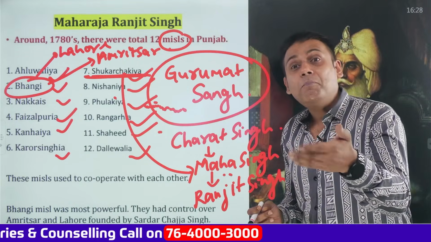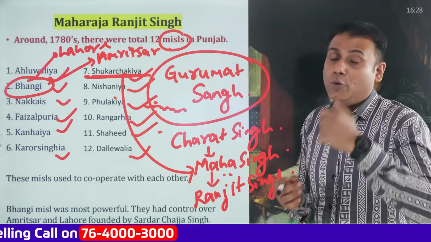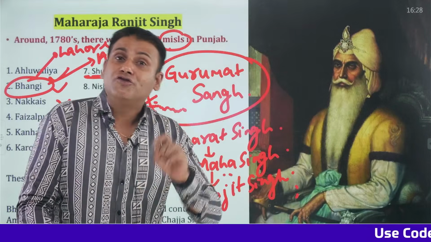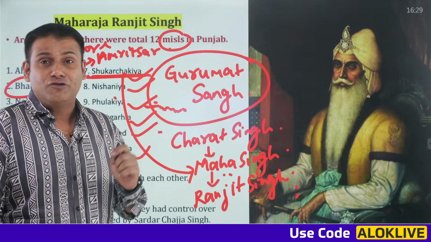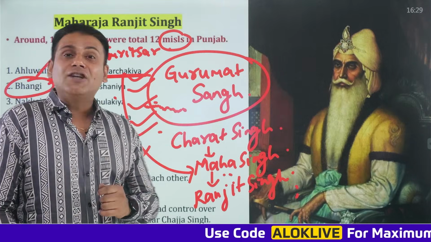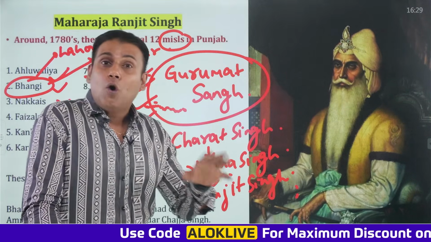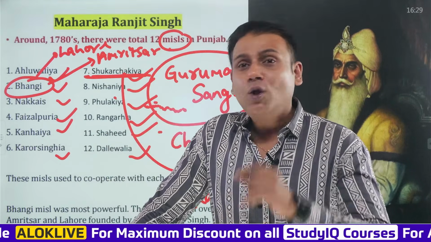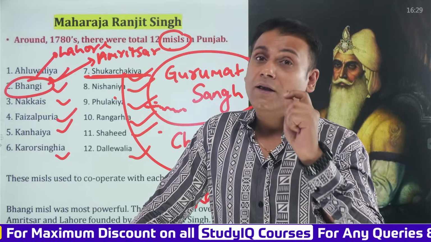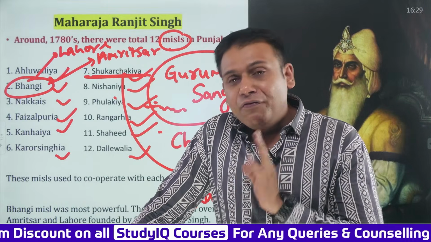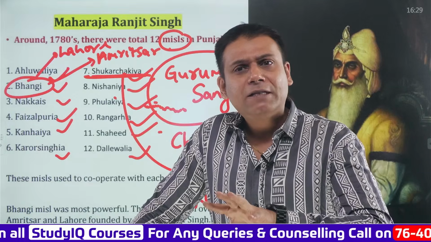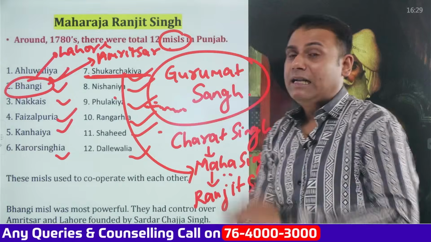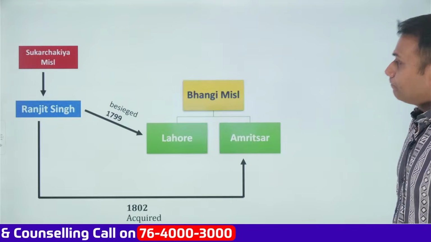And Maha Singh ji passed away in 1792. When he passed away, his son was just 12 to 13 years of age, and his name was Maharaja Ranjit Singh ji. So Ranjit Singh ji became the leader of Shukar Chakia misl at the very young age of 12 to 13 years. And now, how did Shukar Chakia misl become one of the most powerful misl in the region of Punjab? Let's understand.